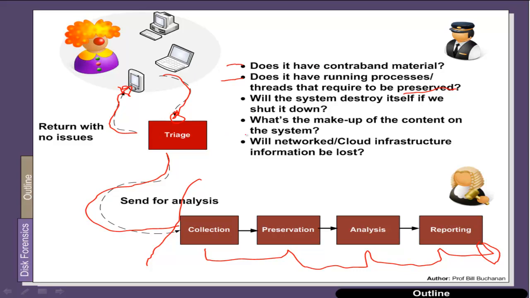What's the basic makeup of the system? How much content, how much music, how many movie files and so on, how much encrypted content is on the disk? And will any networked connections or cloud infrastructure information be lost? The minute we switch a computer off, then we obviously break the links with any cloud infrastructure and any network connections that we have, and it can be difficult to restore these.